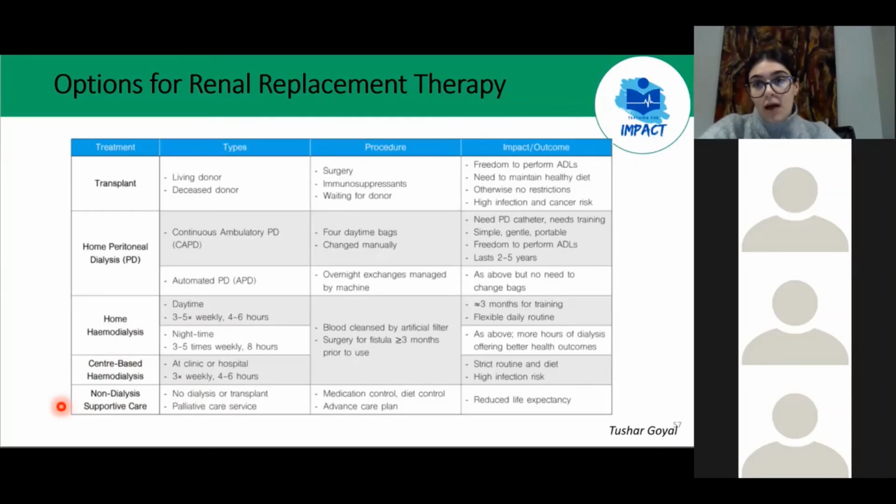And then finally, if people aren't amenable to renal replacement therapy, you can put them on a supportive care pathway and think about palliative care as well.